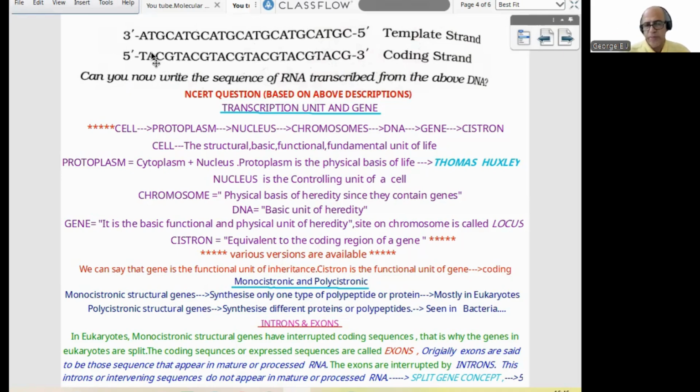It's a famous question, a simple question. I think you got the idea of how we can write it. Theory question, NEET model question, and these are all based on NCERT. Now, next is transcription unit and gene.